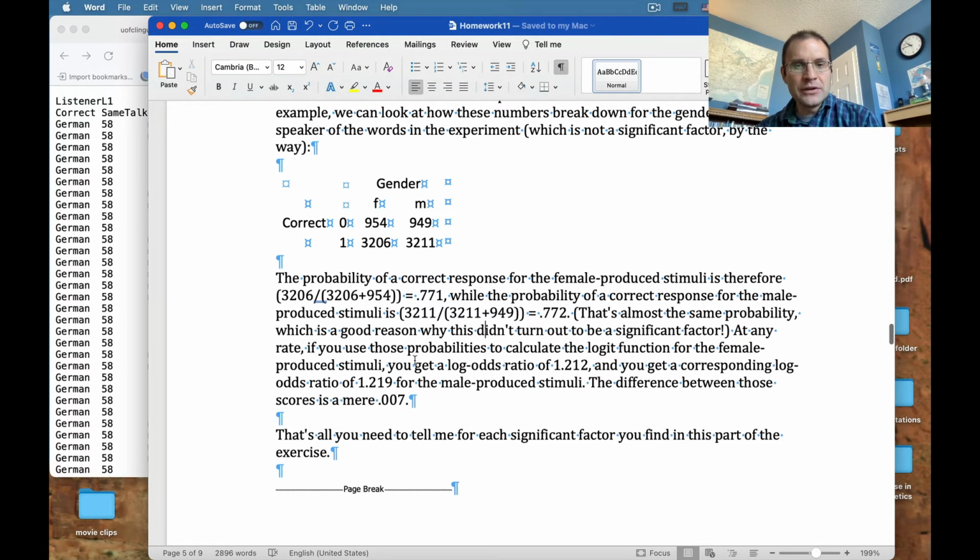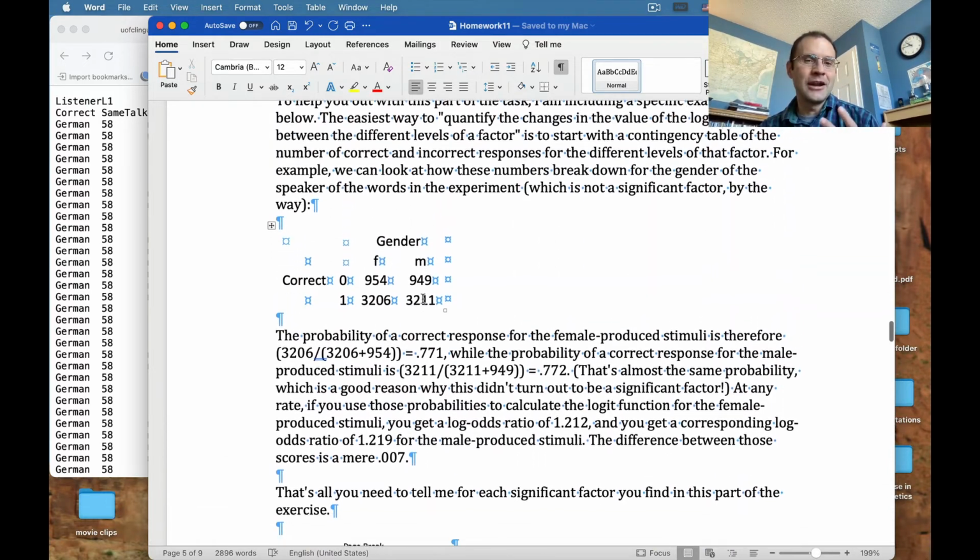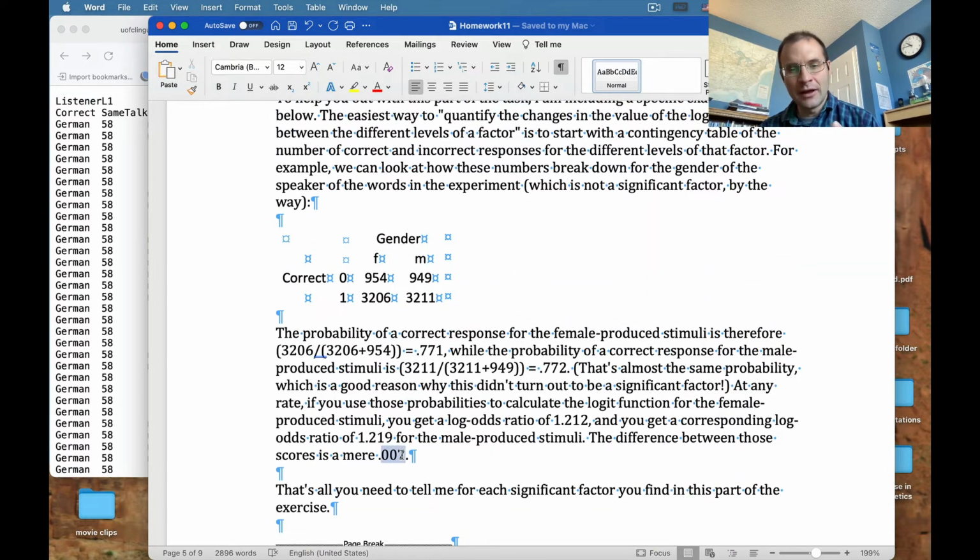but either way, it works as an example. So if you use those probabilities to calculate the logit function for the female-produced stimuli, you get a log odds ratio of 1.212. This goes to this. And you get a corresponding log odds ratio of 1.29 from this for the male-produced stimuli. And the difference between those scores is just 0.007. What do you know? 007. How coincidental is that? Anyways, that's all you need to tell me for each significant factor you find in this part of the exercise. So just, this shows you, in this case, that people do very slightly better on the male stimuli than they do on the female stimuli, but that's not significant.